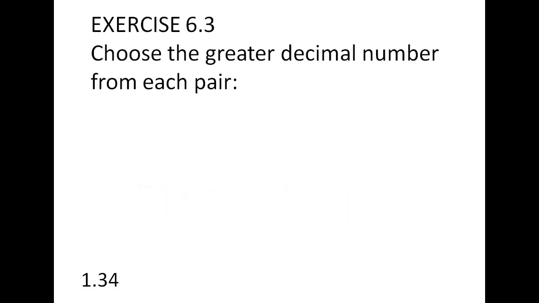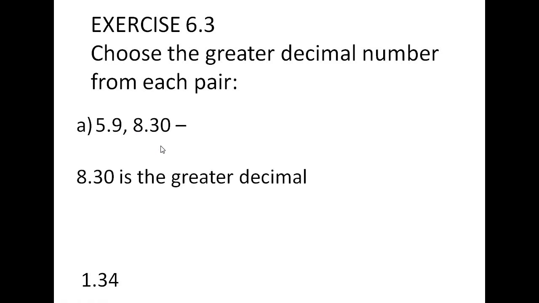Let us do some examples. Exercise 6.3. We have to choose which is the greater decimal number. A pair will be given. From each pair, just find out which is the greater decimal number. So first, what I told you, first concept, check the whole number. If a whole number is there, check the whole number part. So 5 and 8, which is greater? 8. So 8.30 is the greater decimal number.